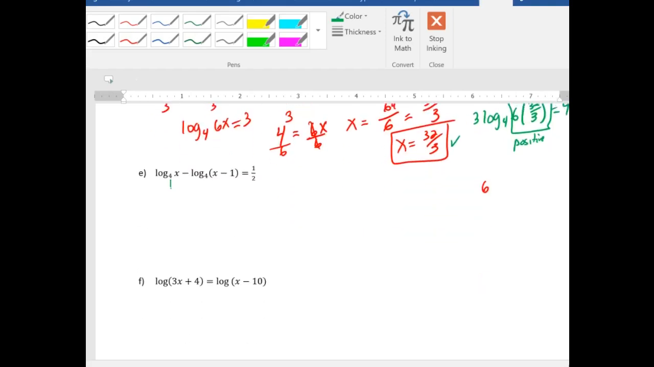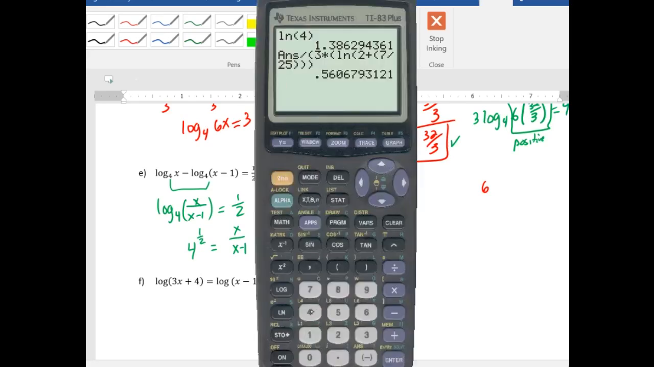So here I can combine these two logs. Since they're being subtracted, I'm going to have division. Okay, so I can do the same thing here. Change this to exponential form. So this would be 4 raised to the half is equal to x divided by x minus 1. Now 4 raised to the half, that's just the square root of 4. So if you put it in the calculator, you'll see that you just get 2.